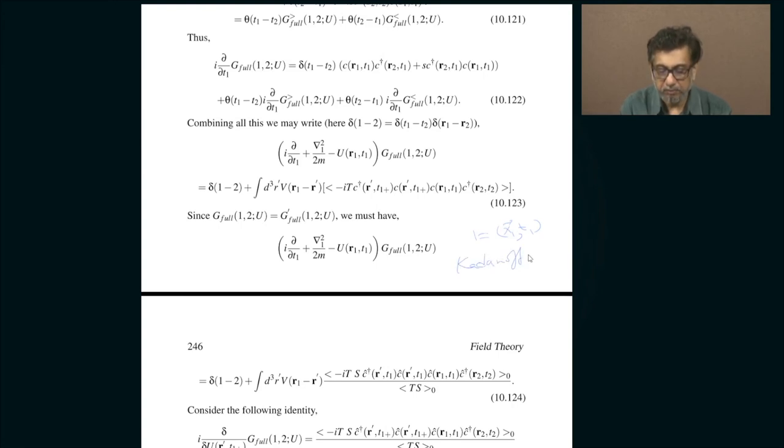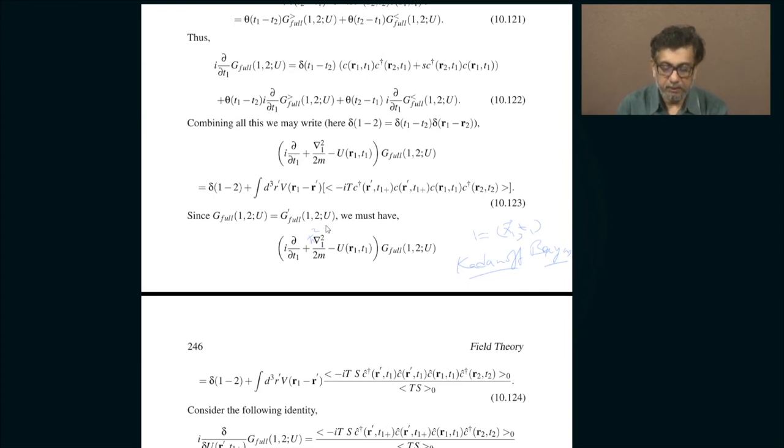This notation was invented by the well-known physicists Kadanoff and Baym in the early 60s, when they wrote this textbook called Quantum Statistical Mechanics. So that's where I learned all this from. Okay. Point is that, again, I instinctively forgot my h bar.